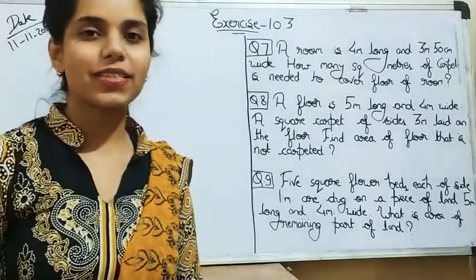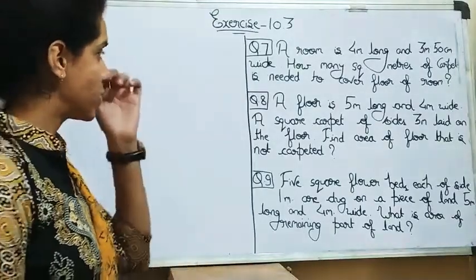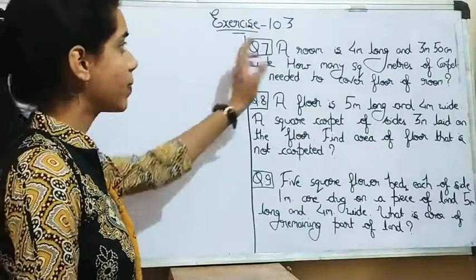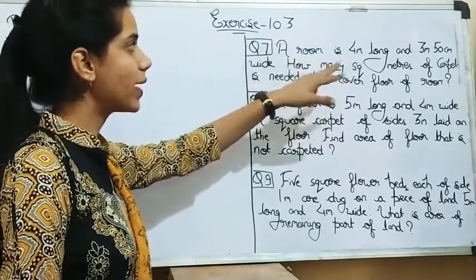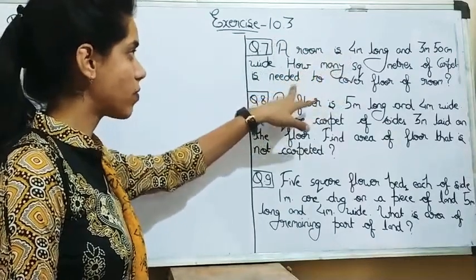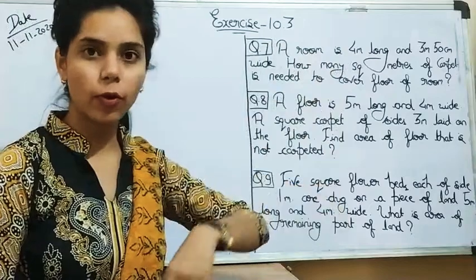Good morning, students. We have done 6 questions of exercise 10.3. Now let's move to question number 7. A room is 4 meter long and 3 meter 50 centimeter wide. How many square meters of carpet is needed to cover the floor?